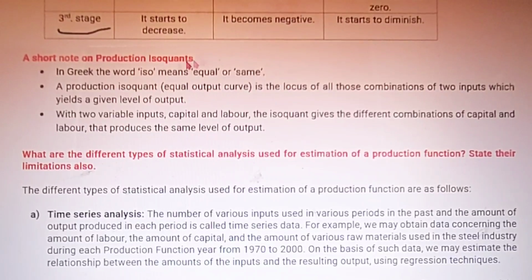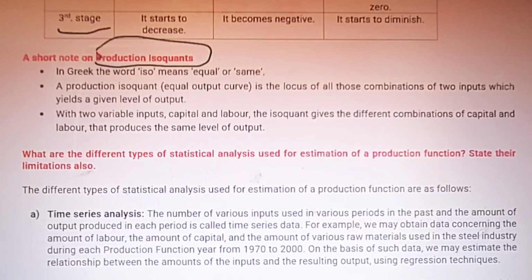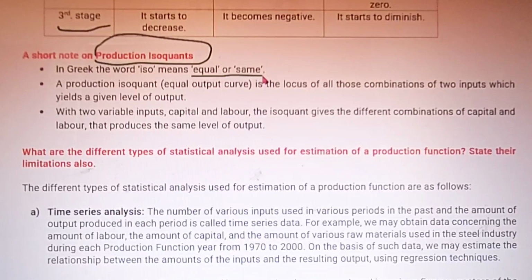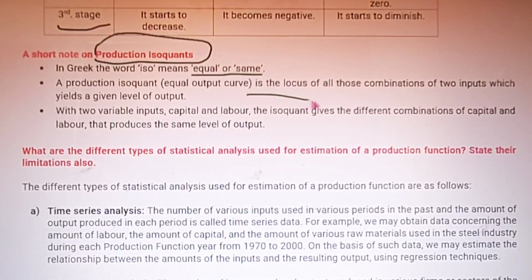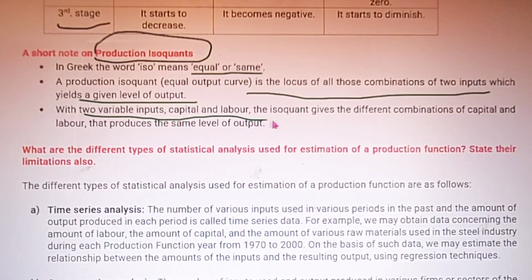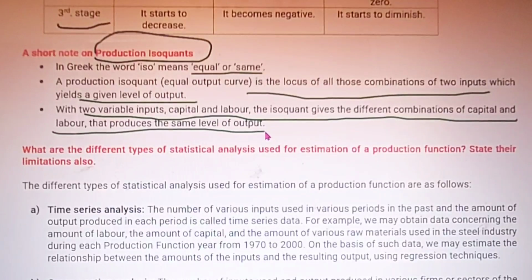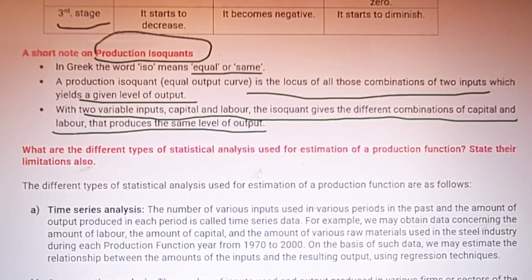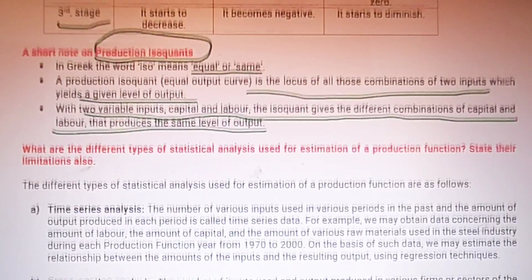You might get a short note on production isoquants. Now, what are these? Iso means equal or same, and a production isoquant or equal output curve is the locus of all the combinations of inputs which yield a given level of output, right? With two variable inputs, capital and labor, the isoquant gives different combinations of capital and labor that produce the same level of output. So it is more or less similar to the equimarginal concept, production isoquant. Okay.